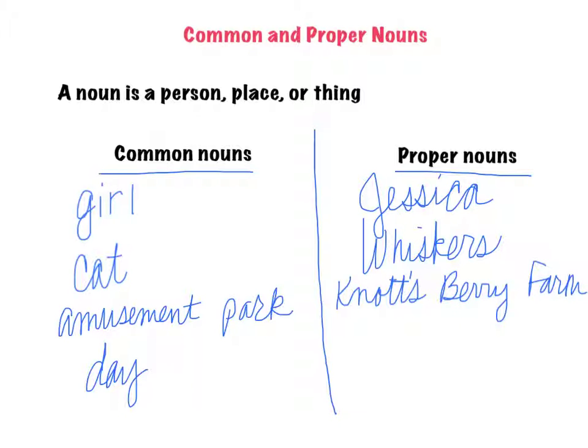Knott's Berry Farm could be an example of a proper noun for an amusement park. And notice Knott's Berry and Farm, all capitalized. An example of a day could be, I don't know, Sunday. And once again, notice that Sunday has a capital letter because it is, again, a proper noun.